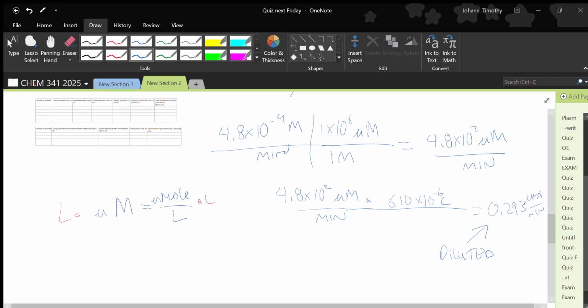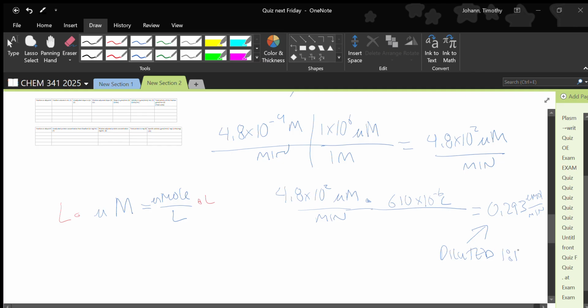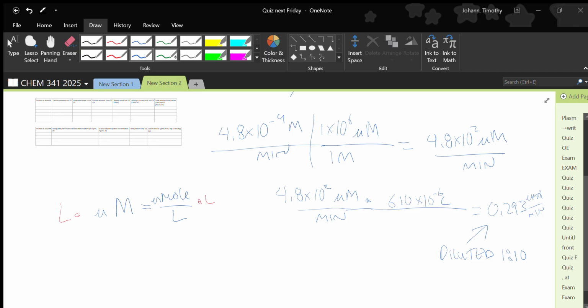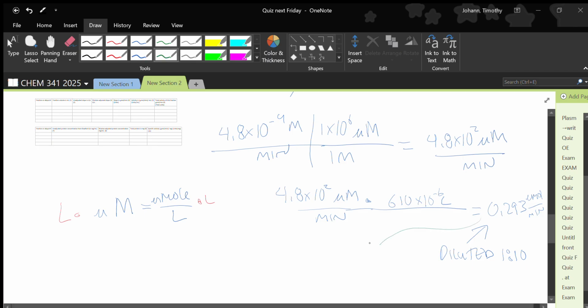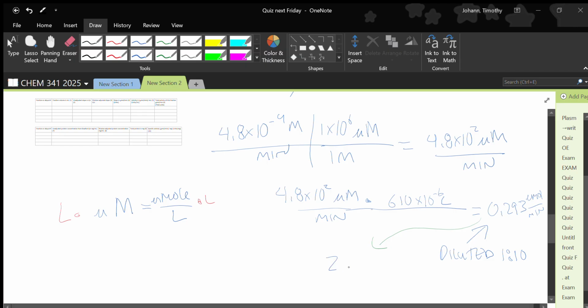What that means is my actual activity is what? This was a 1 to 10 dilution, so what was my actual activity in my real sample? It was 10 times that, right. Okay, so that was diluted 1 to 10. And I'll apologize, I think this was done at the beginning of that spreadsheet. So undiluted would be micromoles per minute. Okay.